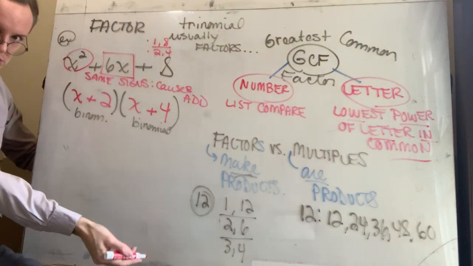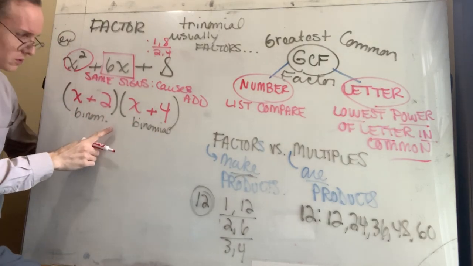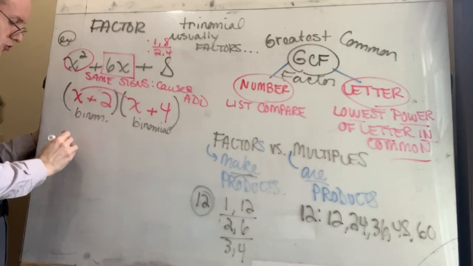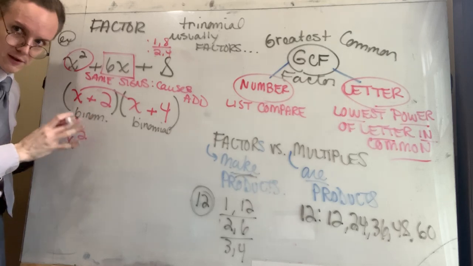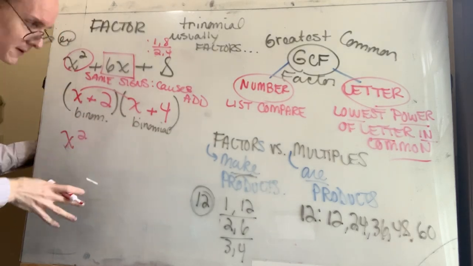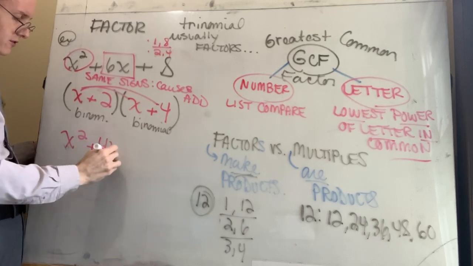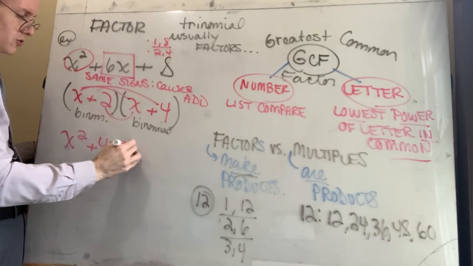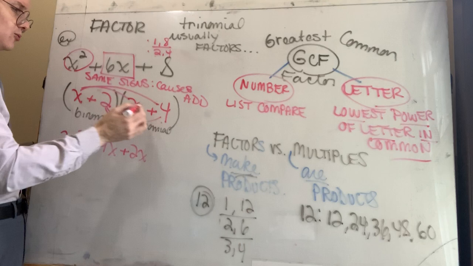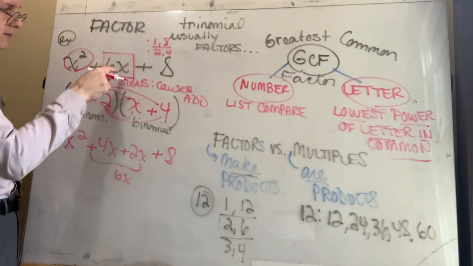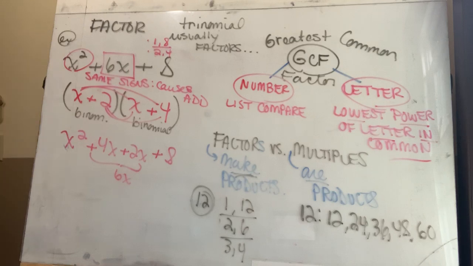You could distribute it to prove that this is true. I hate to beat a dead horse, but you really shouldn't take things on faith in math. You should do the work. X times X is X squared, X times 4 is positive 4X, 2 times X is plus 2X, and 2 times 4 is 8. And these things in the middle produced the 6 that was there. So everything is copacetic.